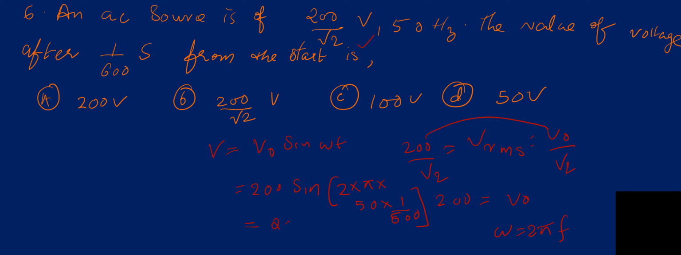It is 200 into sine. If you calculate, you will get it as 5 by 6. That is 200 sine 30. 5 by 6 is sine 30. So it is 200 into 1 by 2, that is 100 volt. So this is the correct thing.